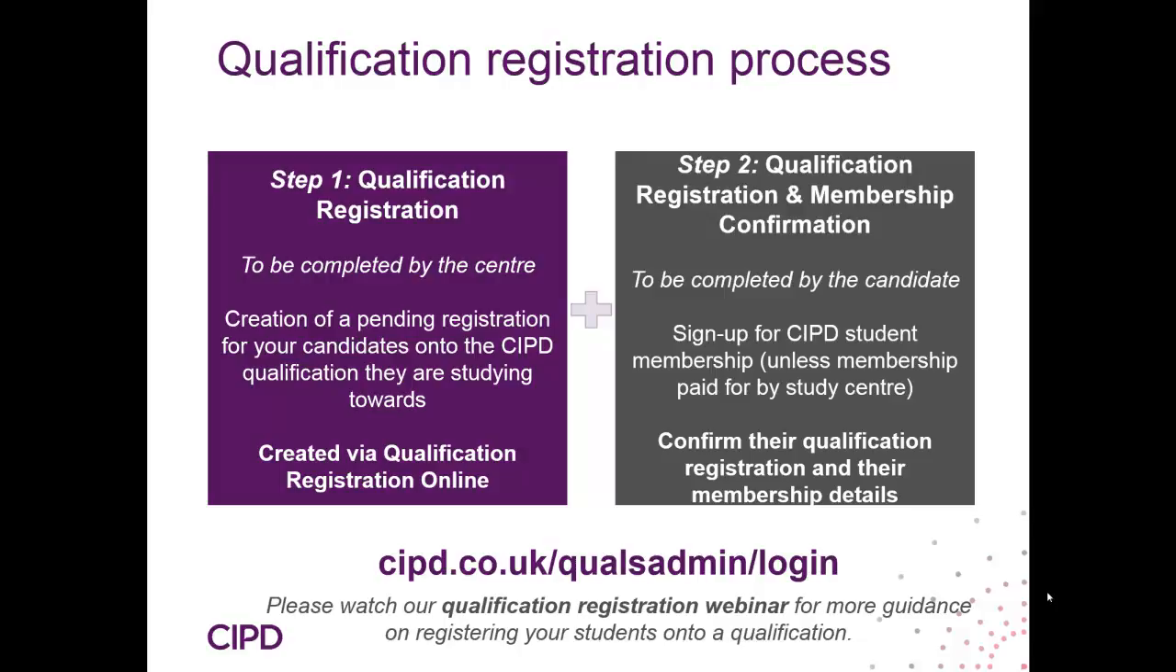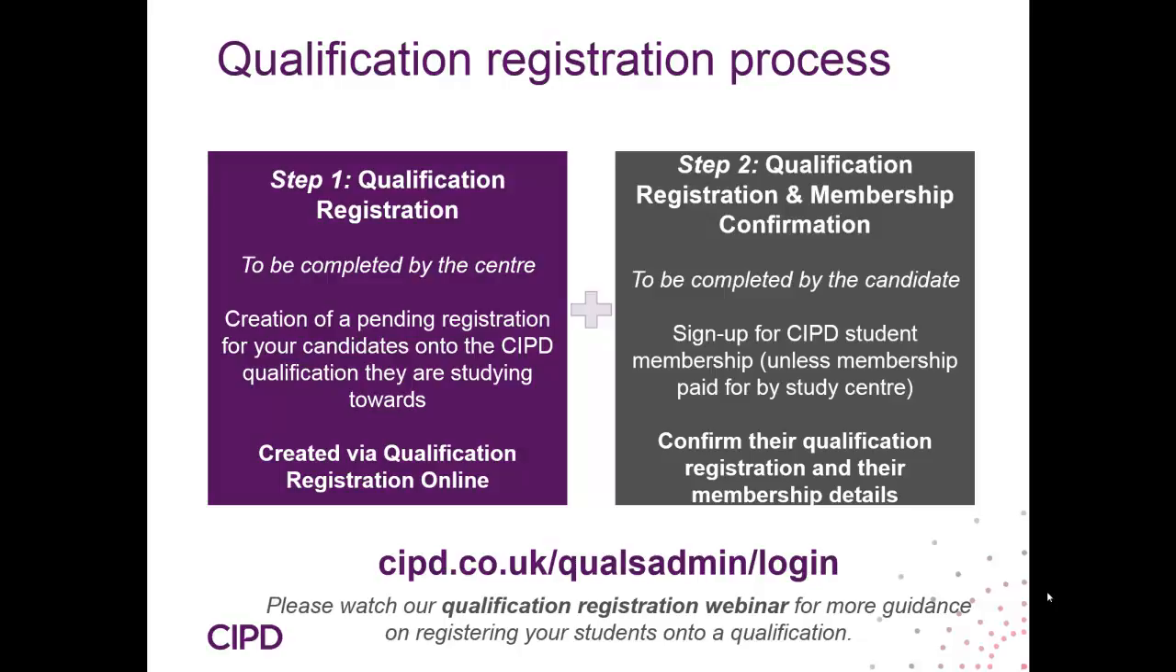Even if a candidate is already a CIPD member, it's essential that they log on to the website and confirm their qualification details. They won't be fully registered onto their qualification until this step has been completed. It's also essential for candidates to query their registration details with CIPD if the qualification title is incorrect. This will help avoid results being submitted against an incorrect qualification at a later stage.